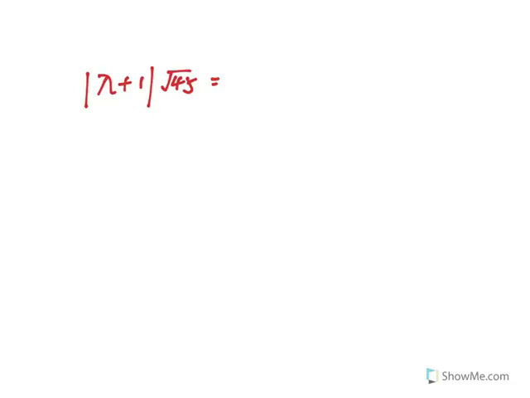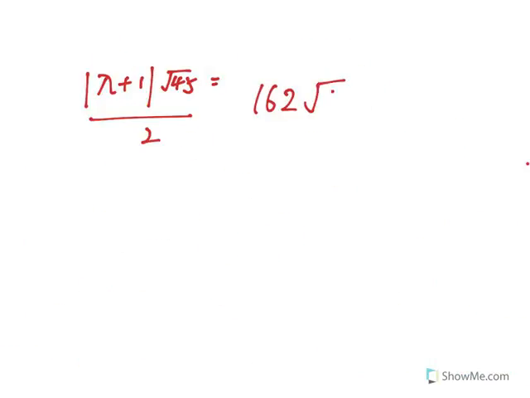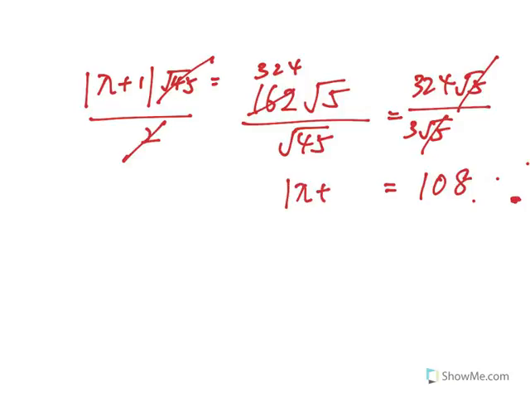You know from the question, what is this equal to? This is equal to 162 square root 5, right? So what can I do with the 2? I get rid of the 2. This one times 2 becomes 324. Can I get rid of square root 45? I bring square root 45 here. Square root 45 I can write as square root 5 times square root 9. Square root 9 is just 3, so 324 square root 5. Square root 5 cancels. 324 divided by 3. So lambda plus 1.